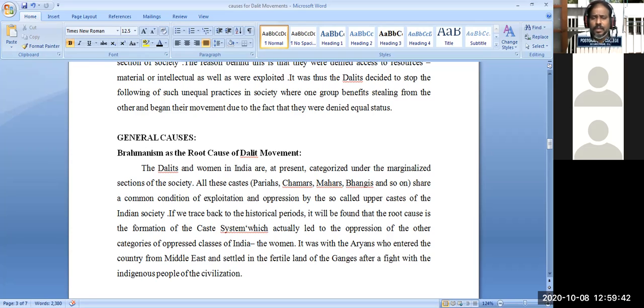Okay, so that's why all the important people and sections who were opposing the Brahmin ideology or Brahmin supremacy started criticizing the ideology of Brahmins.